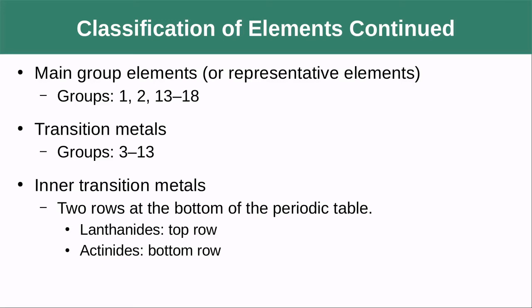So we have some classifications that we use. So we have our main group elements. These are elements that are in group 1, 2, 13 through 18. Then you have your transition metals. You're going to find these in groups 3 through 13. And then we have our inner transition metals. These are the two rows at the bottom of the periodic table, the lanthanides and the actinides.